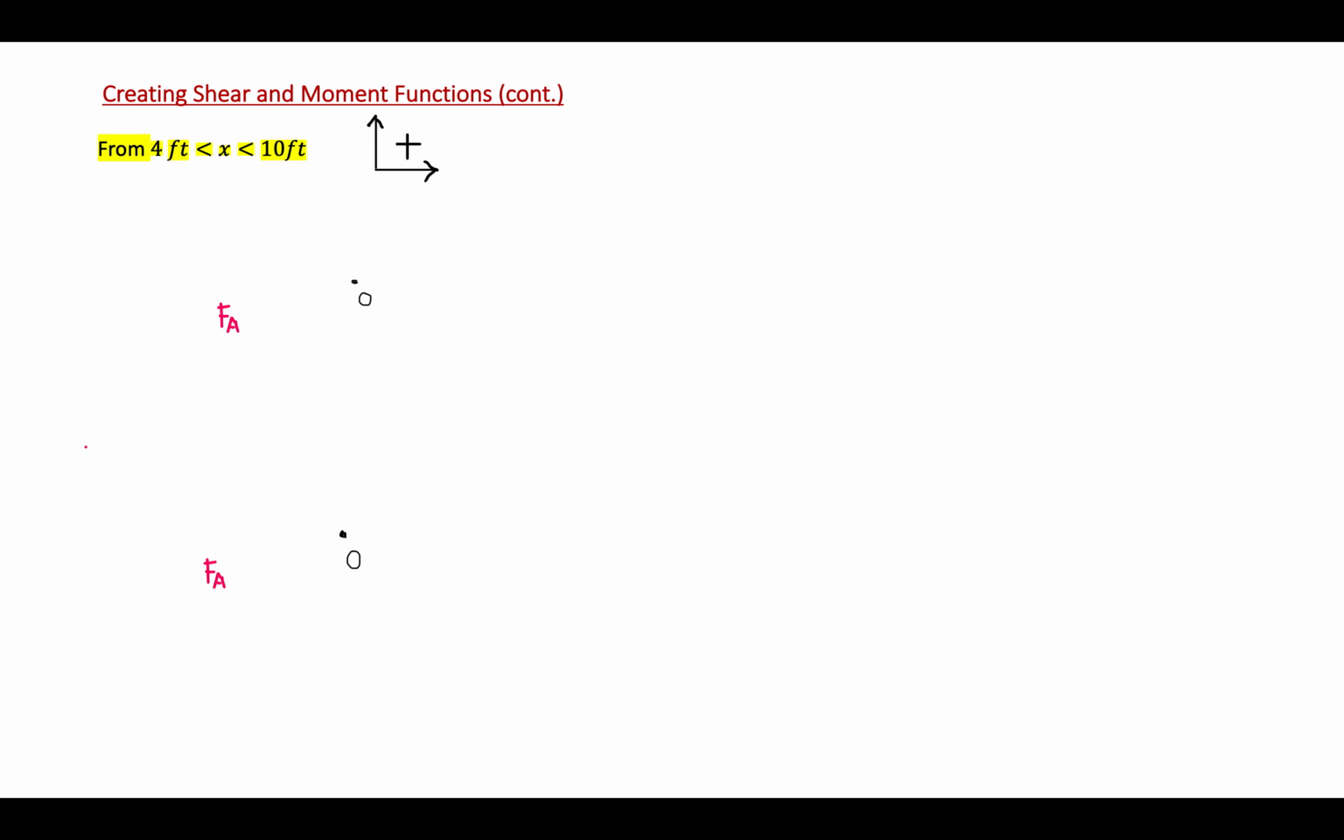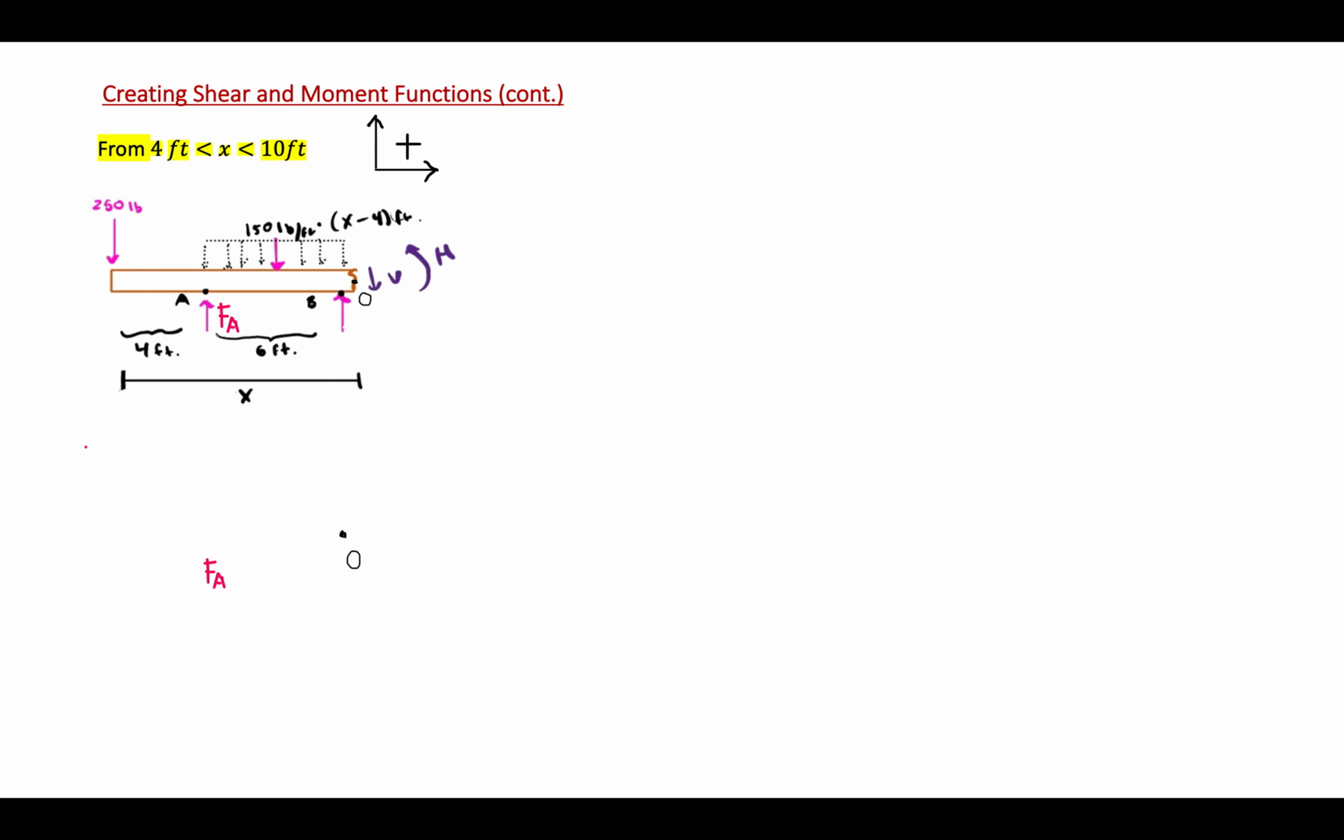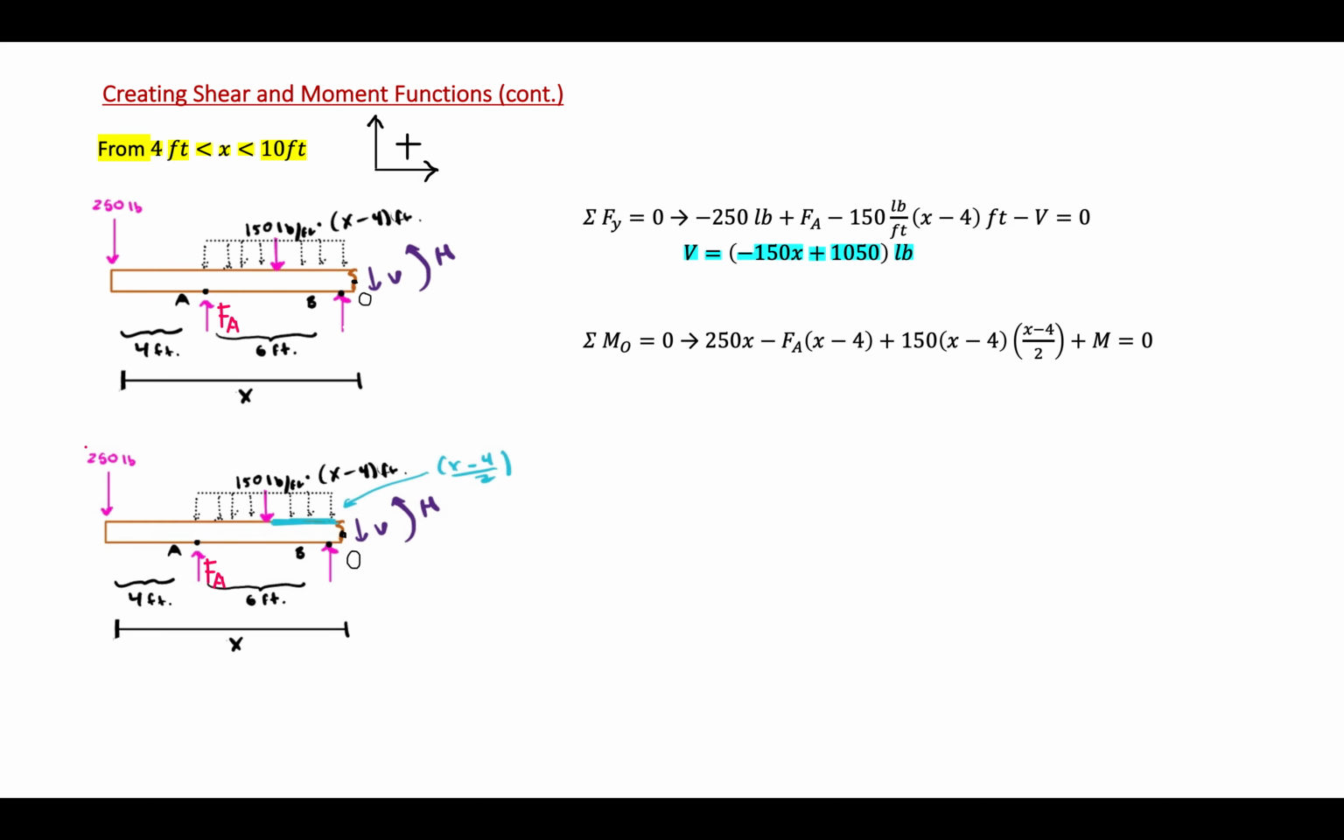Taking the second cut for 4 to 10 feet, we get the free body diagram as shown. Taking the equilibrium equations in the y direction, we get V equals negative 150x plus 1050 pounds. And taking the moment at point O, we get M equals negative 75x squared plus 1050x minus 4,000 pound-feet. And all of the distances for the moment are going to be shown here on the free body diagram.